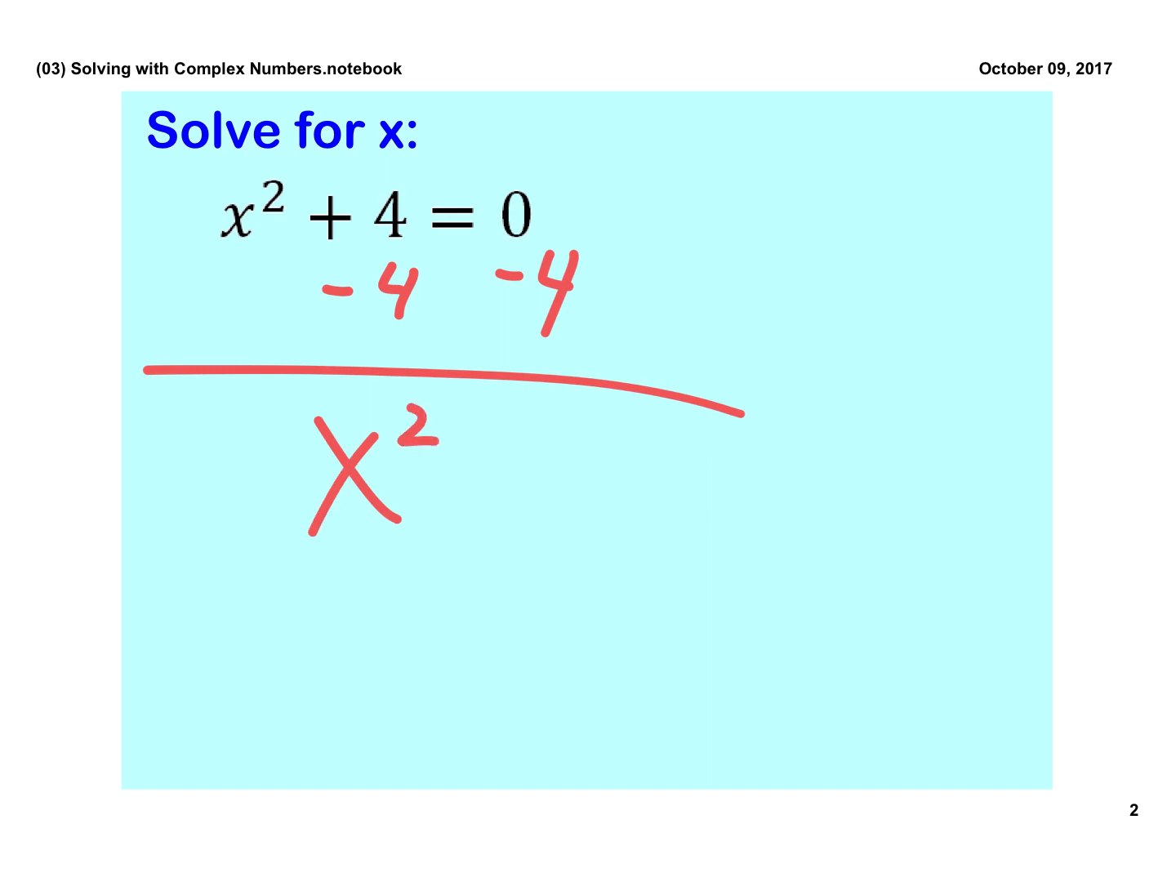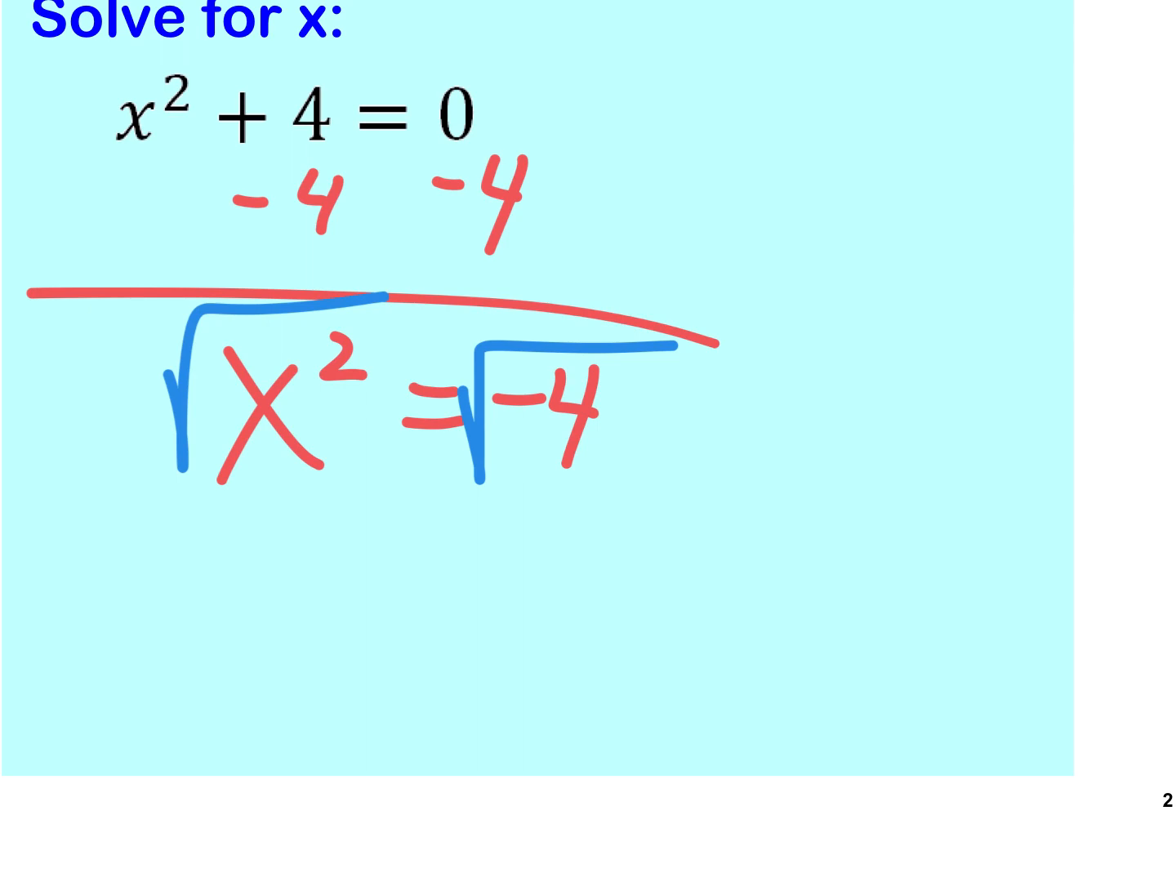Now I got it down to just x squared, and then I just got to get the squared off of there, and then you're going to square root, and that's when in the old days, you would have been able to just go, wait, I have a square root of a negative, so there's no answers. But now, you have to be smarter than that.